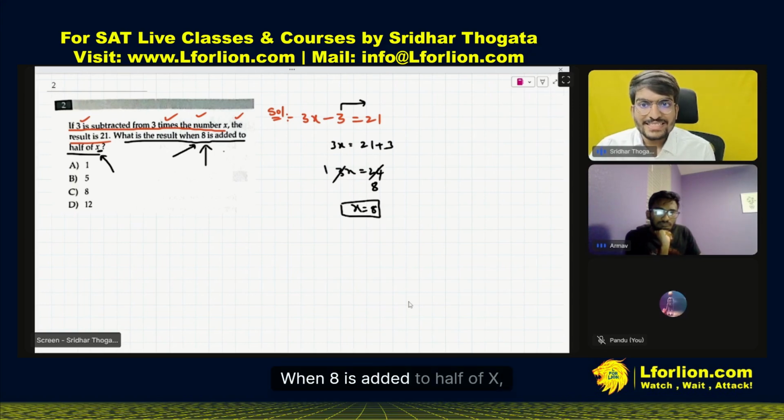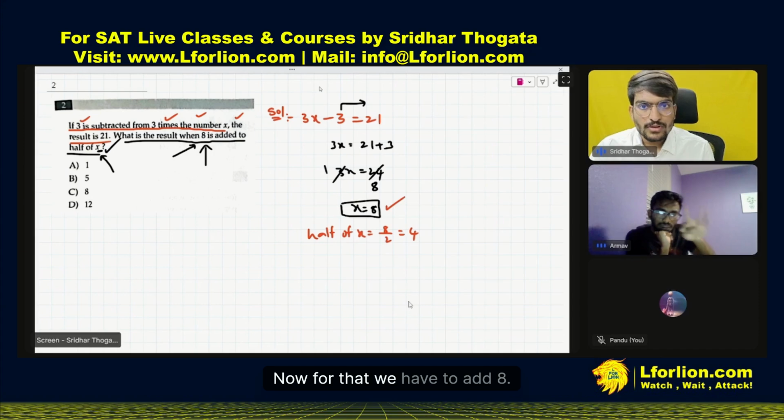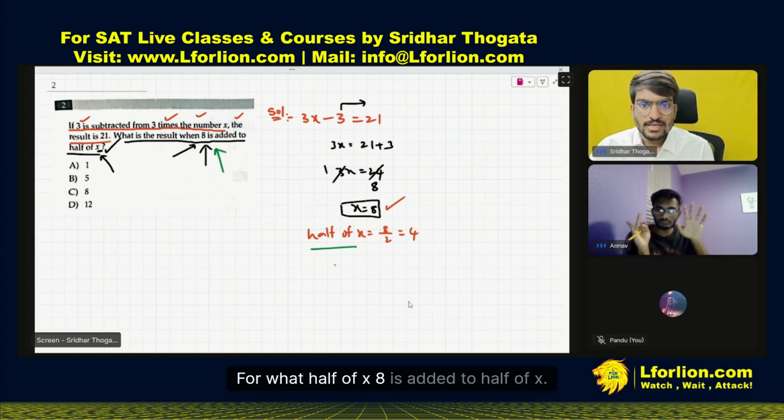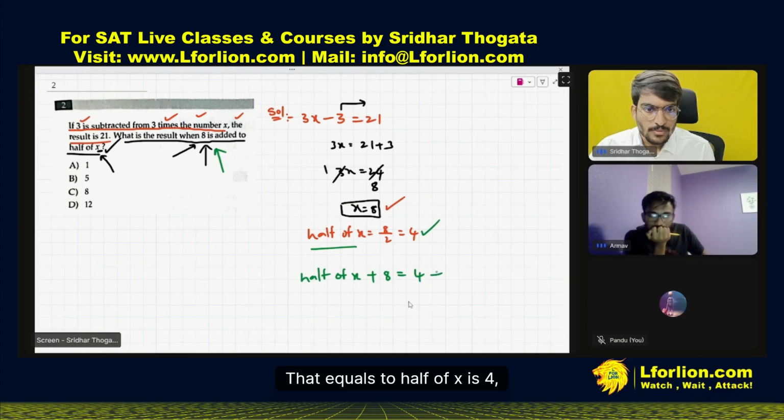So now what we are going to do is add 8. When 8 is added to half of x, what is x? 8. What is half of x? That is 8 by 2, which is 4. Now for that we have to add 8 to half of x. So half of x plus 8 equals half of x, which is 4, plus 8. So that's going to be 12. So option D. Hope you wrote.